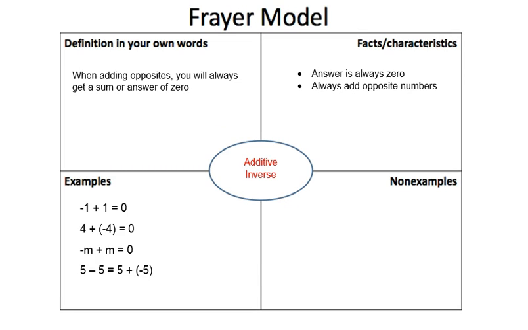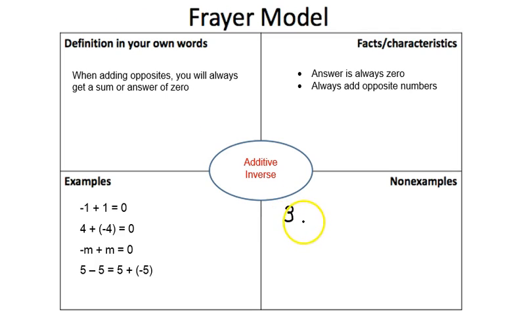Remember the additive inverse? Here are some examples, and remember the characteristic of additive inverse is that our answer is always 0. And also, anytime we add opposite numbers, we always have an answer of 0, or a sum of 0. Remember, opposites are the same distance from 0 on the number line, but in opposite directions. So -1 and 1, 4 and -4. So the definition I came up with was that when adding opposites, you will always get a sum or answer of 0. Let's provide some non-examples.